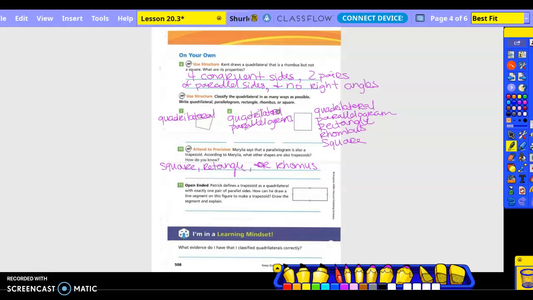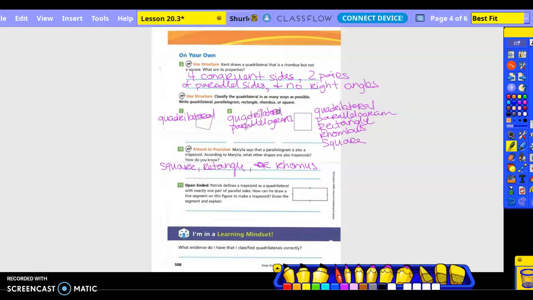Okay, number 11, open-ended. Patrick defines a trapezoid as a quadrilateral with exactly one pair of parallel sides. How can he draw a line segment on this figure to make a trapezoid? Draw the segment and explain. So if I went corner to corner, what's that going to get me? A triangle, right? Okay, and they want a trapezoid, right? So they want a quadrilateral with 4 sides, and it also has to have one pair of parallel sides, right?